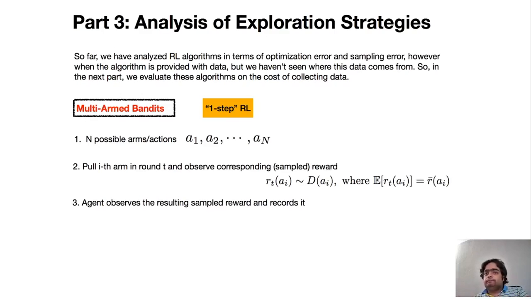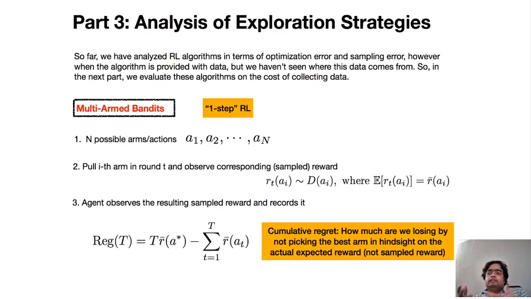What you really care about in this setup is the regret metric, which is defined by the total reward you would have gotten if you took the best arm in hindsight, which is a star, minus the sum of rewards you have gotten for the arms a_t that you pulled over time. In a sense, this is saying how much you are losing by not picking the best thing to do. Note that this does not consist of sampled reward. It consists of expected rewards because that's the quantity you care about, whereas the sampled reward is just a nuance of the system.